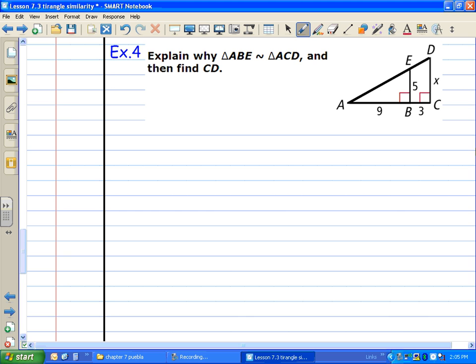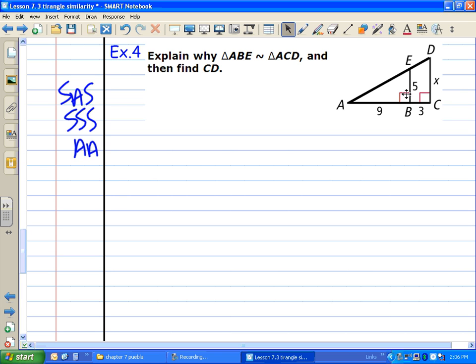Can we use side, side, side? Can we use angle, angle? Can we use side, angle, side? Well, what information do we have already here that they share? And I bet you can probably spot it here, but if not, then I'm going to help you out a bit. I hope you can spot that.